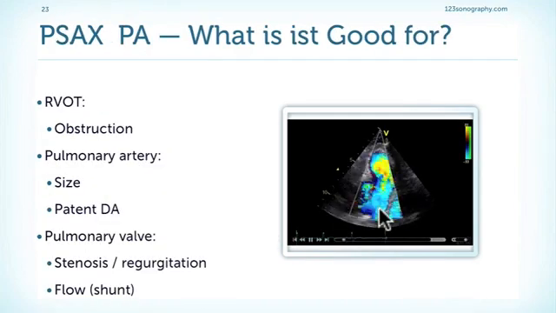What is this view good for? It's good to assess right ventricular obstruction. We talked about that earlier. But also to look at the size of the pulmonary artery, which is important in special clinical situations. Furthermore, we can see a patent ductus arteriosus. We'll be talking about that when we talk about congenital heart defects. Very important, this is also the view where we get the best images of the pulmonary artery. Thereby we can assess pulmonary stenosis and pulmonic regurgitation as we see it here in this image.